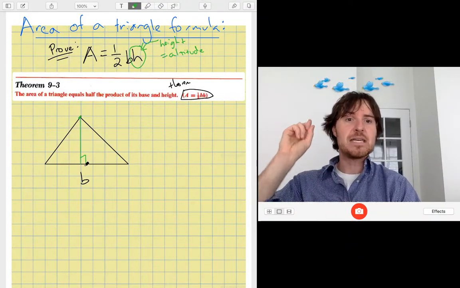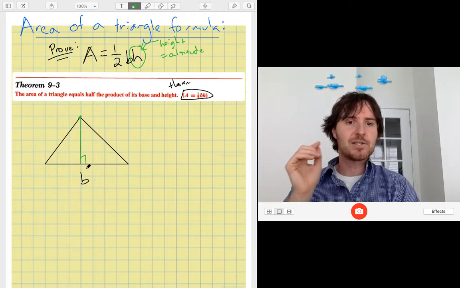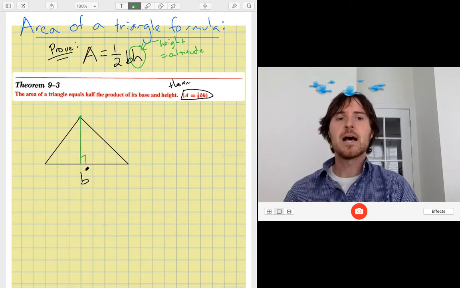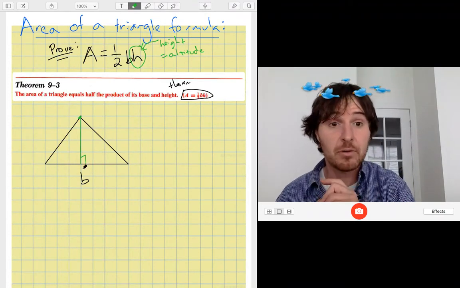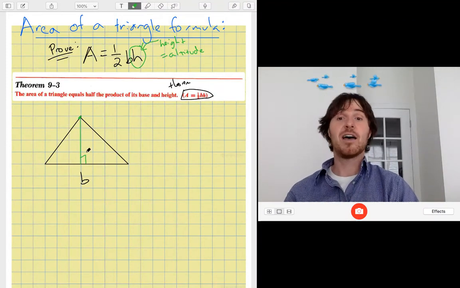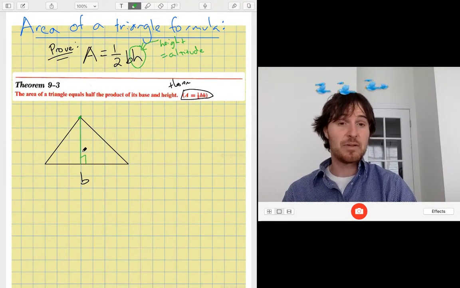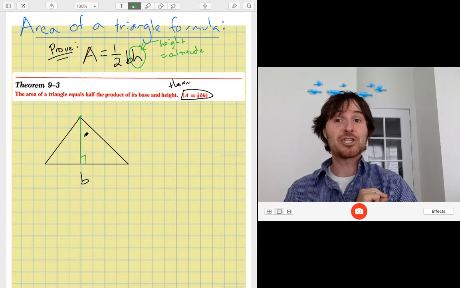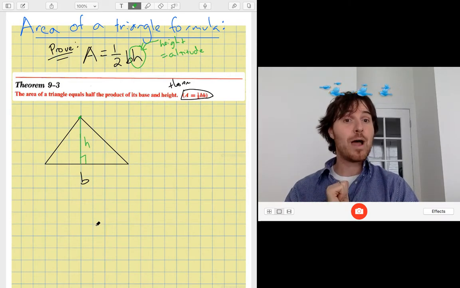Not to be confused with median, not to be confused with perpendicular bisector, although it's perpendicular. But anyways, not to be confused with angle bisector either. Okay, but this one isn't isosceles. There's nothing particularly special about its altitude, except it gives us our h here. So the question is, how do I prove this?